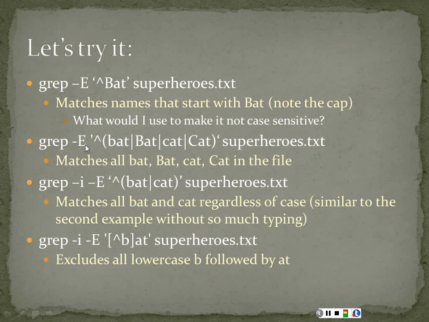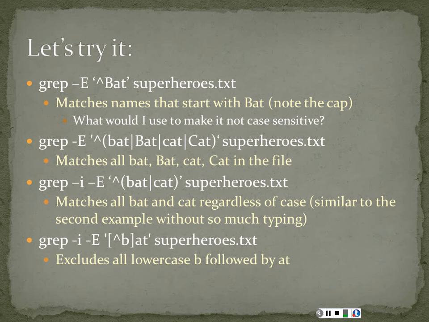So if we do grep capital E, bat, bat, cat, cat, superheroes.txt, it will match all lowercase and uppercase bat and cats in the file, right? If you do grep minus E, bat, cat, it's the same thing as the second one here, right? Because we don't really care about whether it's case sensitive or insensitive. And the bottom one we say, okay, we just want everybody, we don't care if it's sensitive or not. So 2 and 3 here are basically functionally the same, but it's a little bit less typing, right?